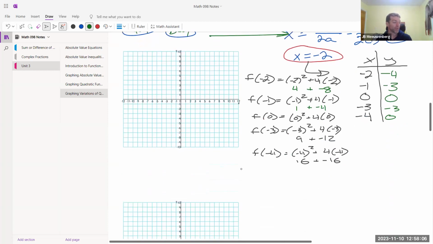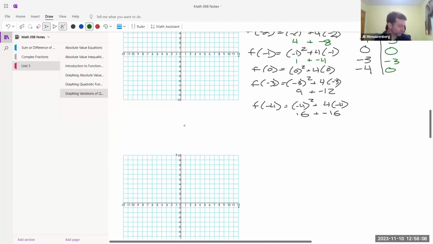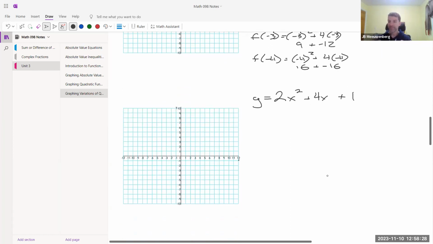Okay, let's look at another one. Let's do y equals 2x squared plus 4x plus 1. So what I'm going to do is just say pause, see if you can follow the instructions from the previous question and figure out what this is going to look like. I'll keep going.